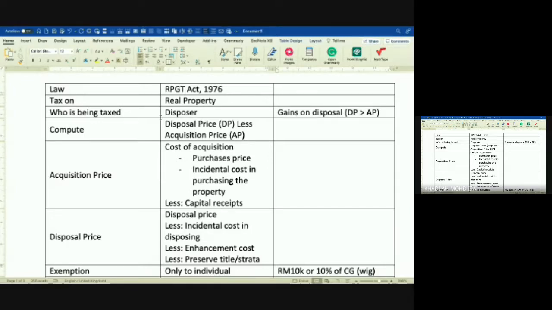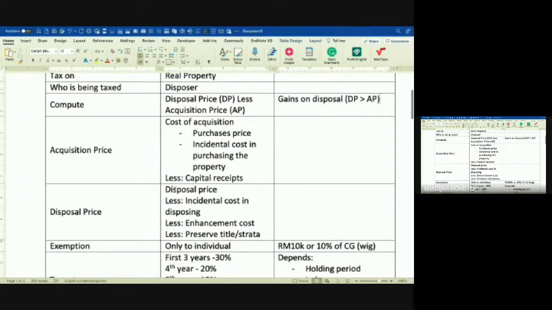So how do you know you have a gain on the disposal? You have to look at your disposal price and your acquisition price. Yeah, so then you have to do a computation. What is the computation? What is the disposal price? You less your acquisition price, then we know whether there's a gain or loss on the disposal. If there is a gain on disposal, then you will be subject to RPGT. So in order for you to compute that, you must know what you mean by acquisition price and what is a disposal price, because you have to do the computation.